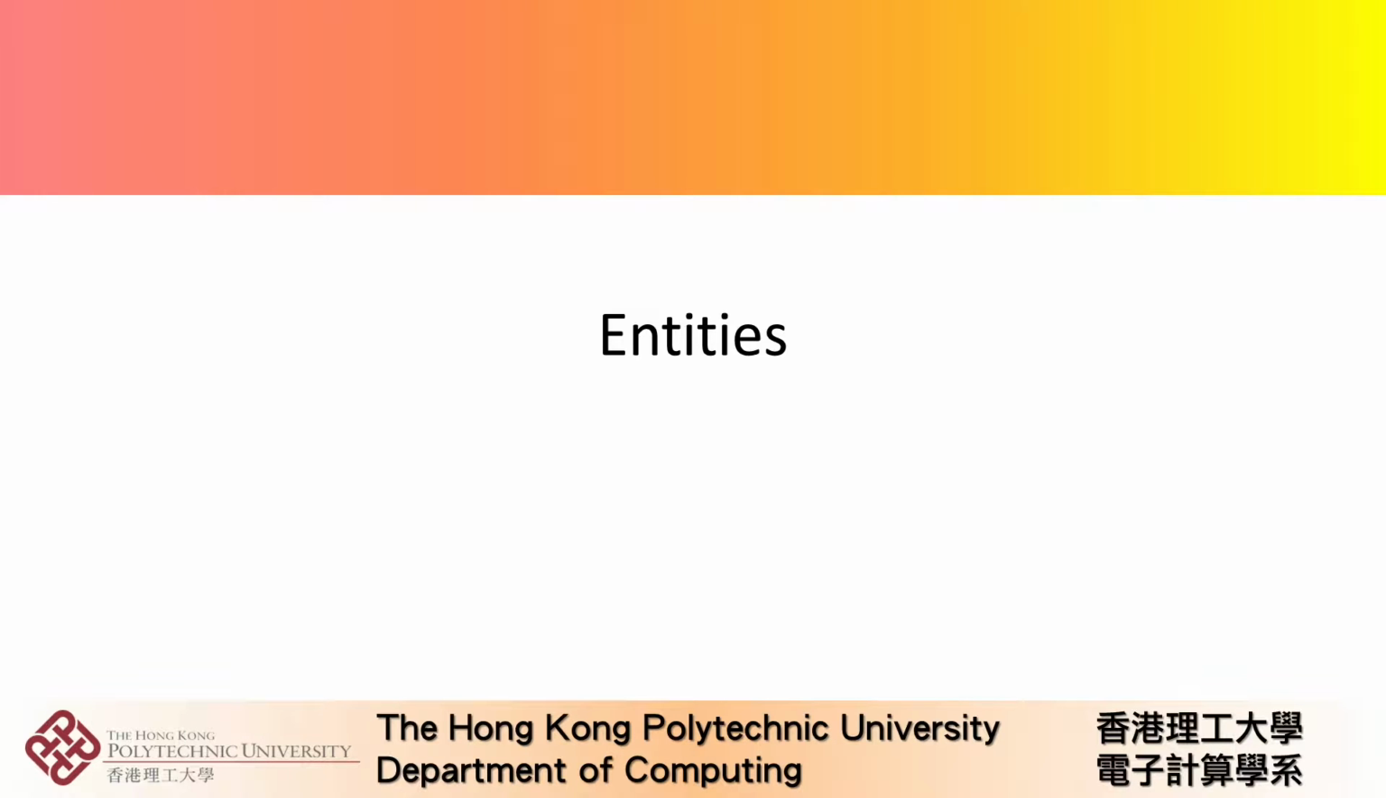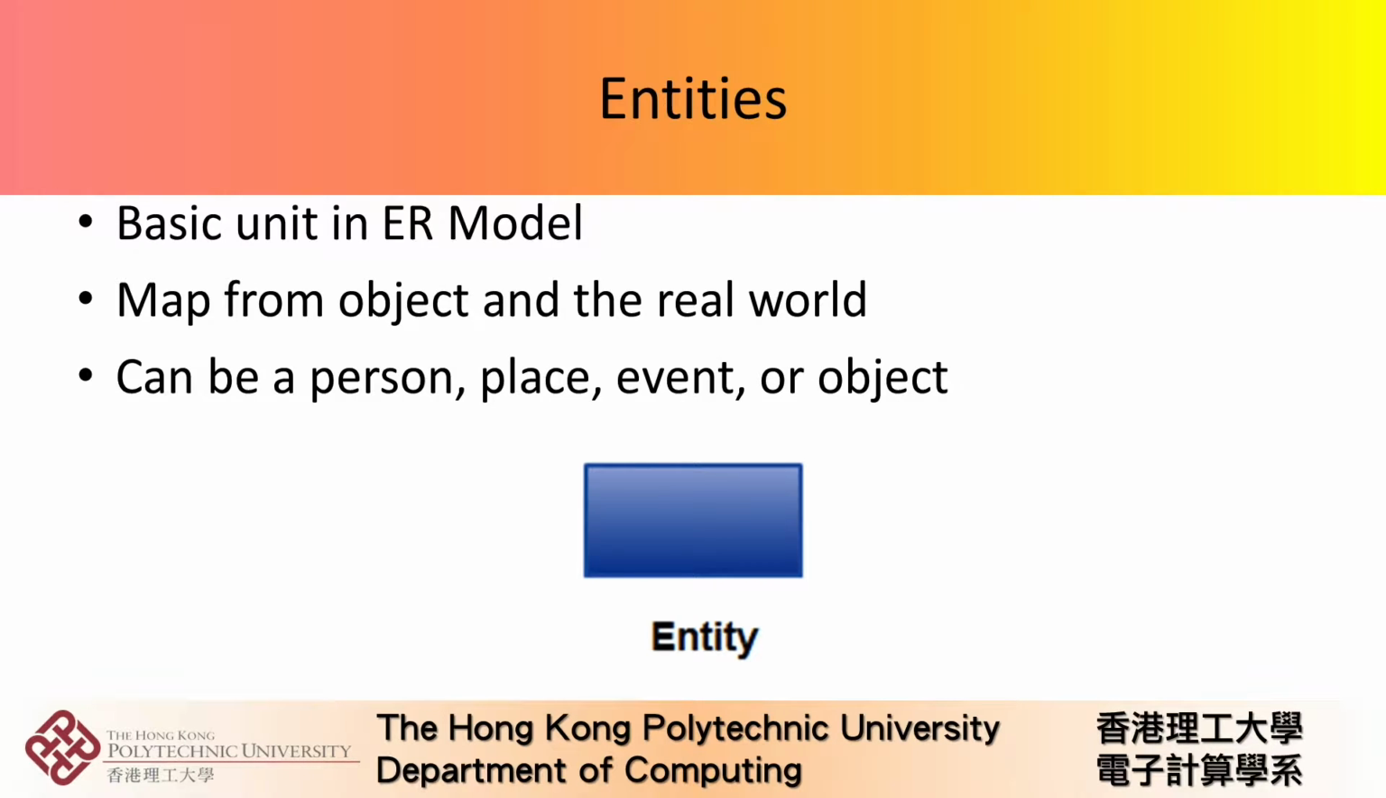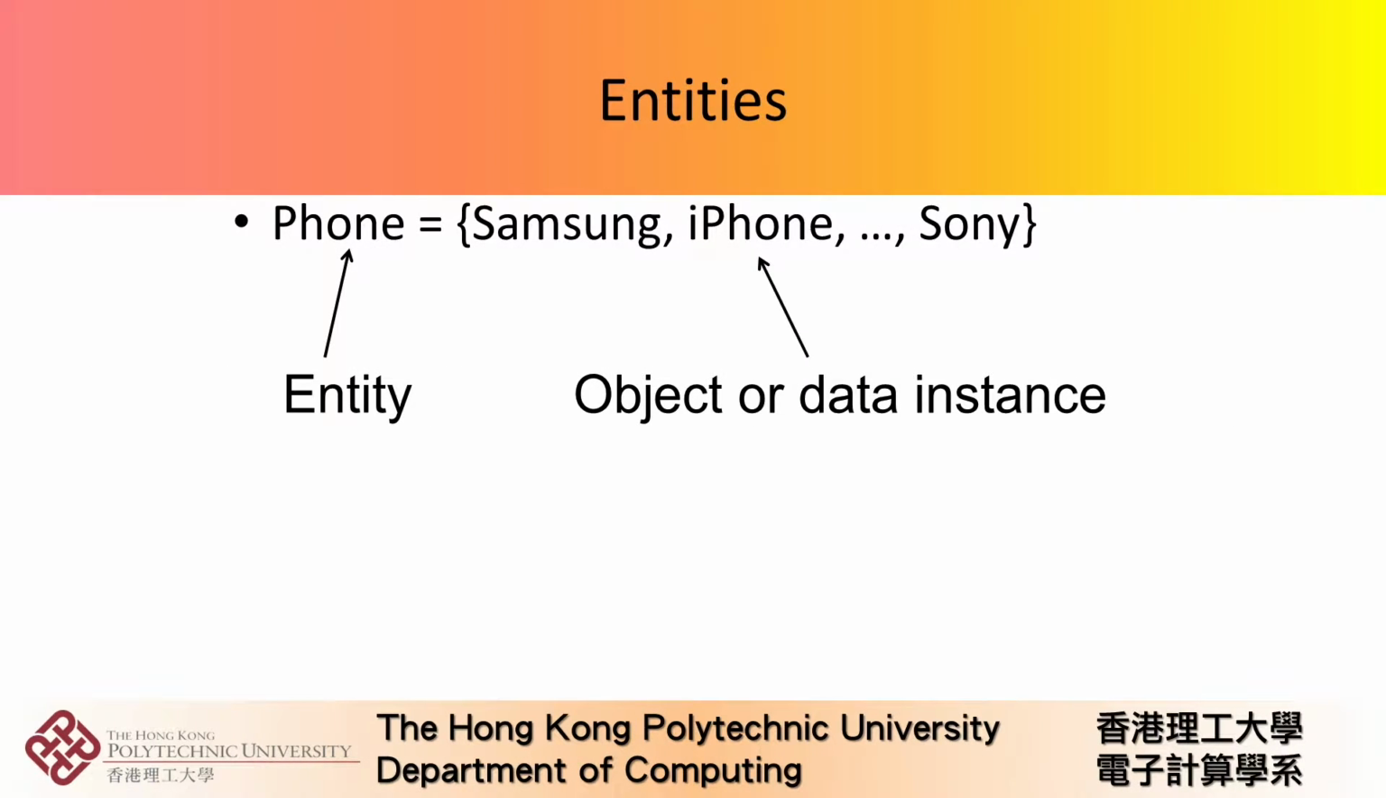Entities will be identified first. An entity is a basic unit in an ER diagram. It is mapped from an object in the real world. An entity can be a person, place, event, or object. An entity is represented by a rectangle. For example, when phone is the entity, the data instances would be Samsung, iPhone, Sony, and other brands of phone.